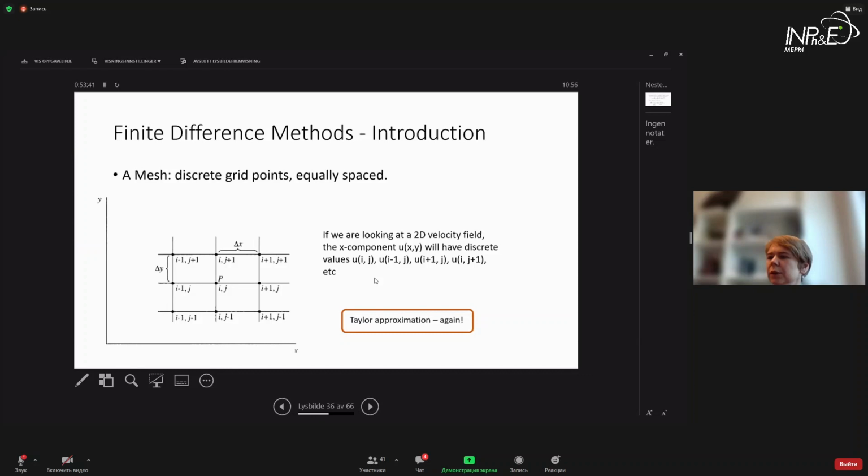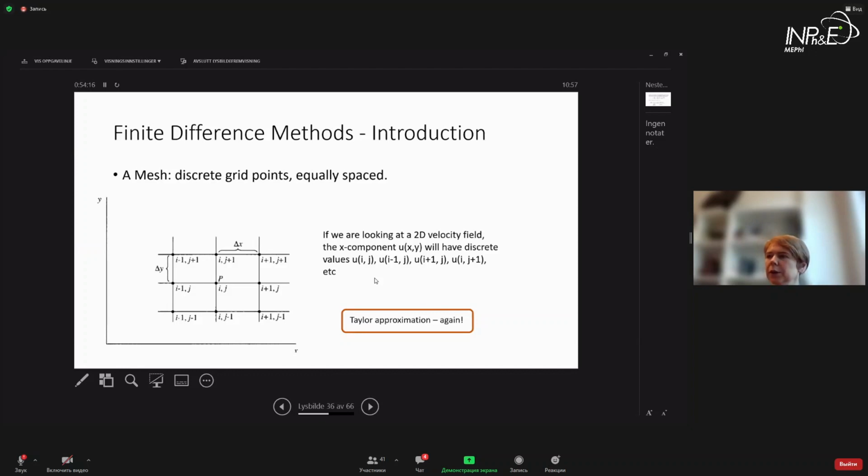And we are using these indices, I and J, just like coordinates on a map. So if point P is ij, then the point to the right is I plus 1 because it's the next step in I direction, but the same j, so j doesn't change. If we go upwards, then the j is plus 1, incremented with 1. If we go downwards, it's decreased by 1, and so on and so forth until we have covered the whole grid.